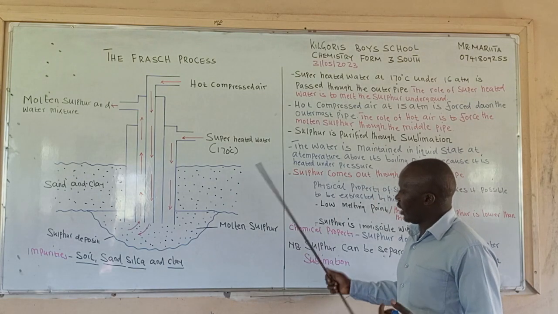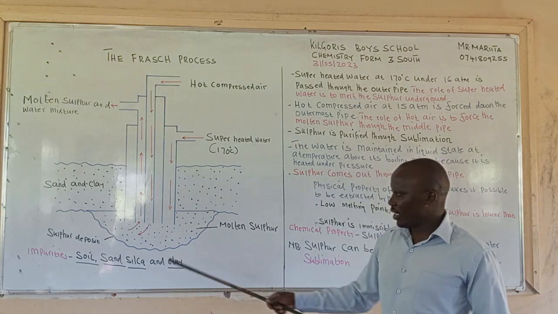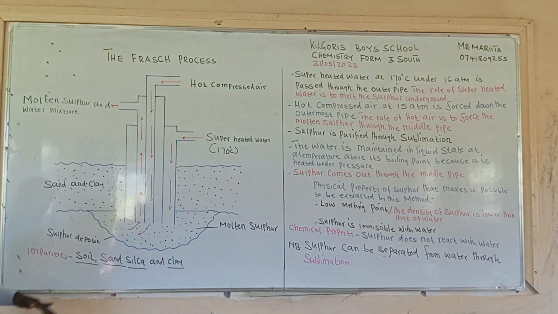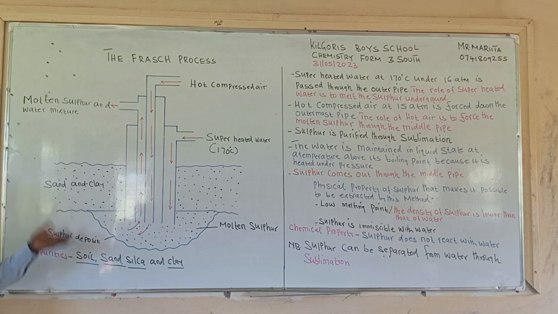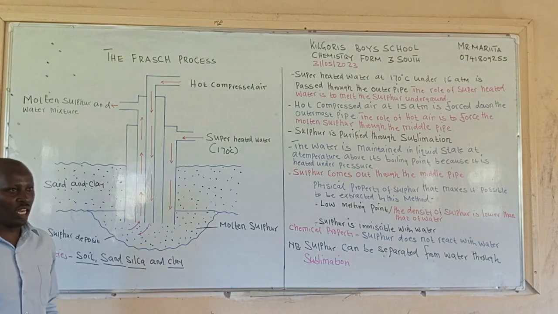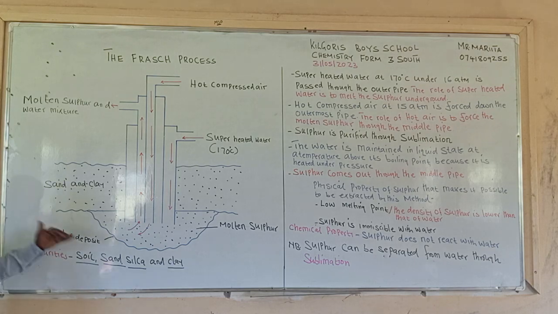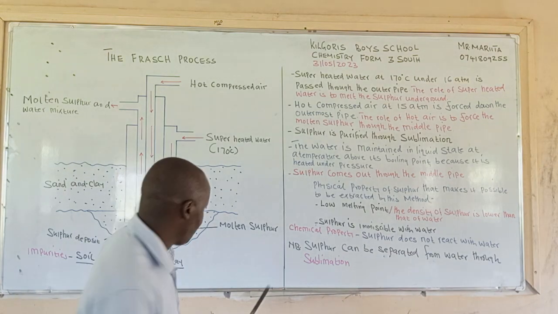Now, underground, we can have the molten sulfur. The sulfur underground contains some impurities. So, what are the impurities of sulfur? Underground, you can have soil, sand, silica, and clay. So, when this sulfur is being extracted from underground, it contains these kinds of impurities. Maybe if I ask you a question for discussion: explain how the impurities of soil, sand, and silica can be separated from sulfur. That is a question for discussion.